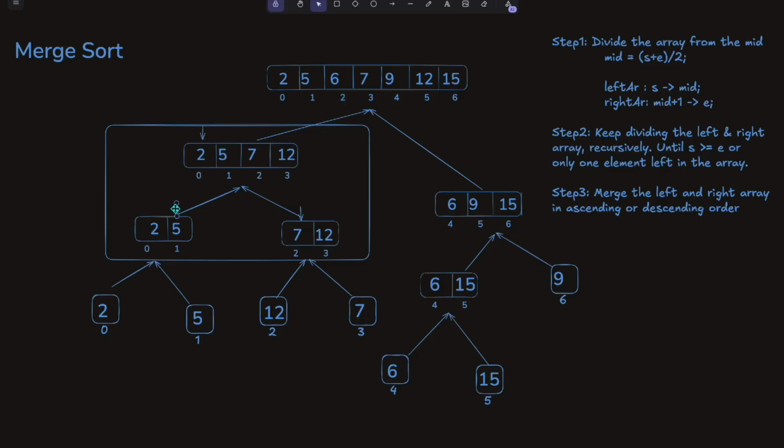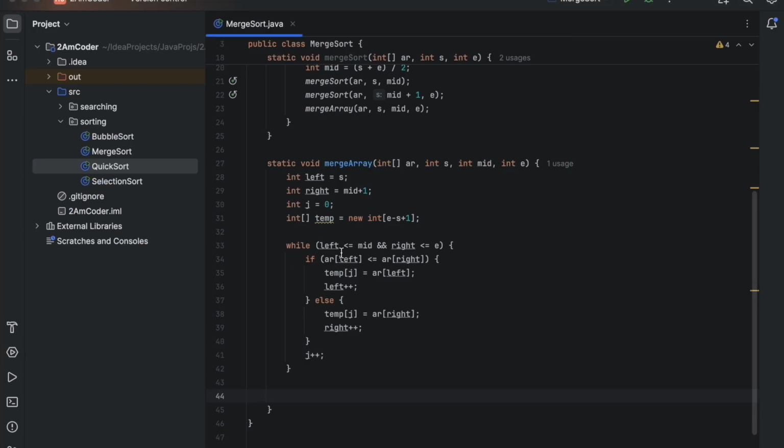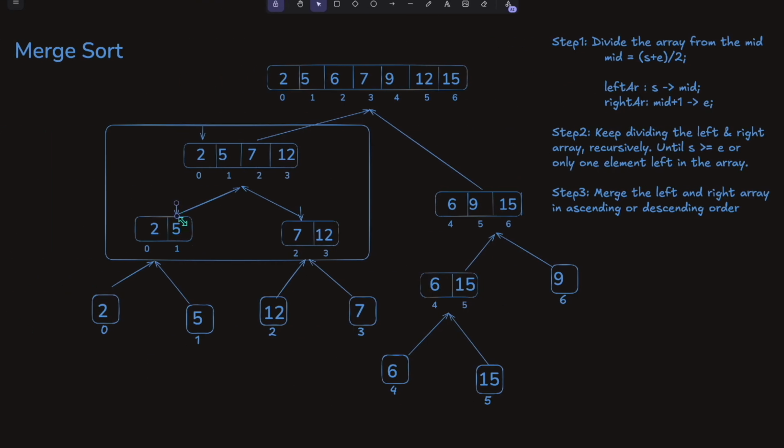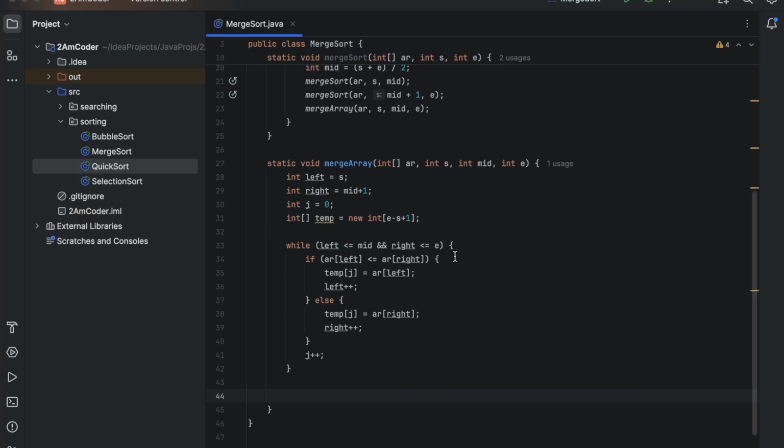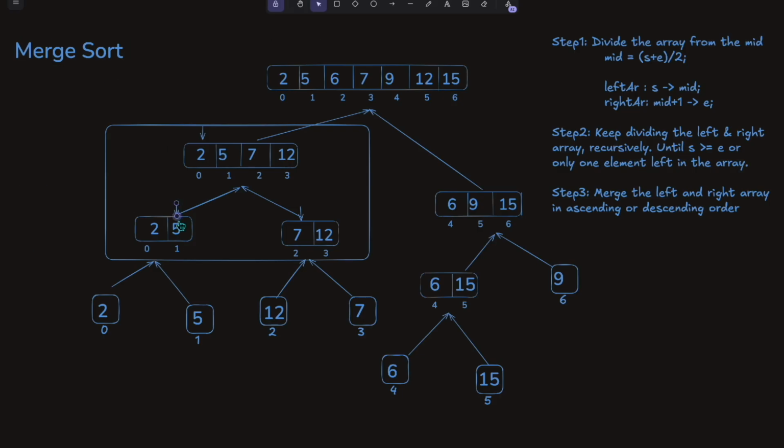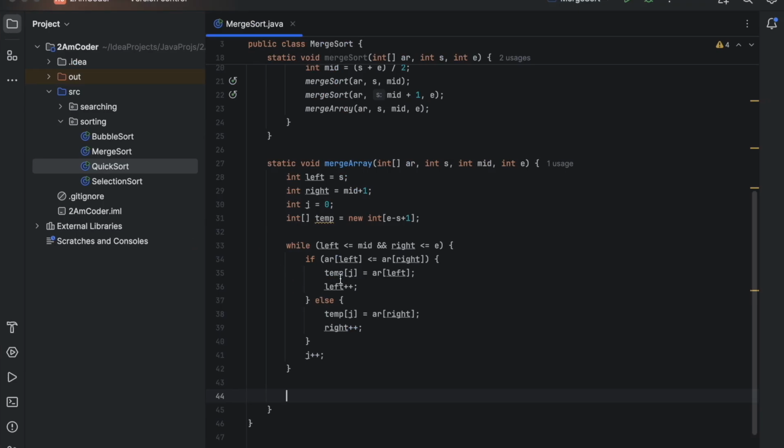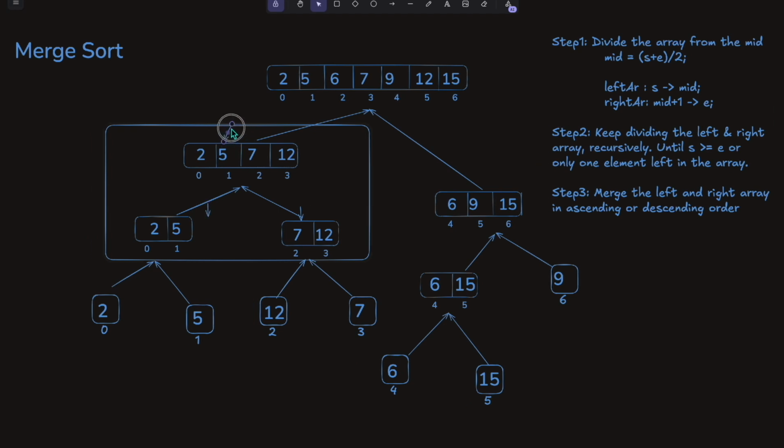So you can see here we have increased the value of left, right? And in the next iteration, left is less than or equal to mid, yes. Right is also less than or equal to end, yes. And again we will check left with the right. As you can see here, left has the lesser value than the right, so we will move this 5 to the resultant index. As soon as we move this to the temporary array, we will increment the value of left, and the value of j will also move to the next index.